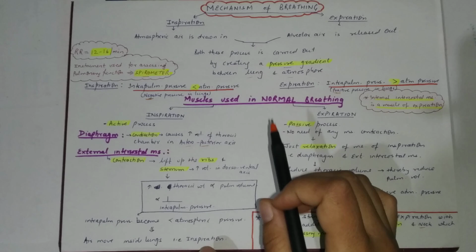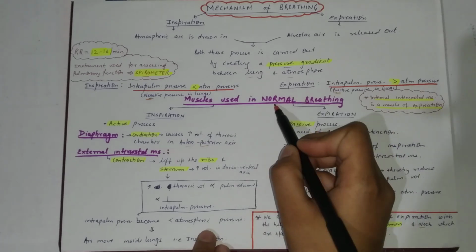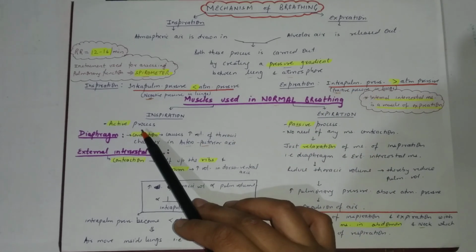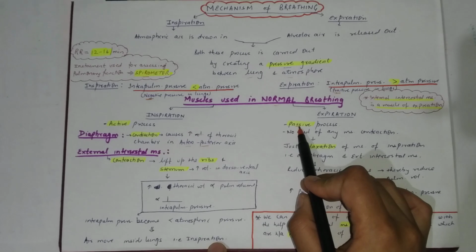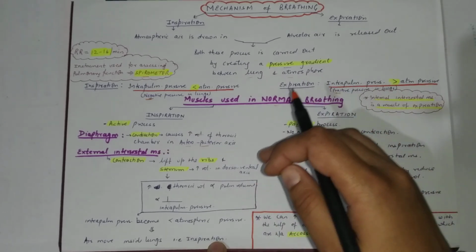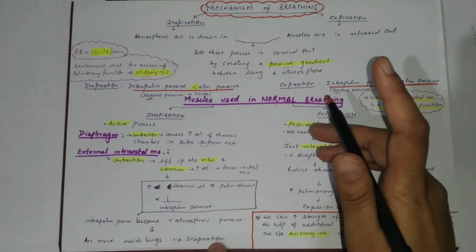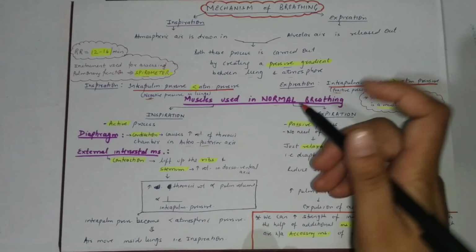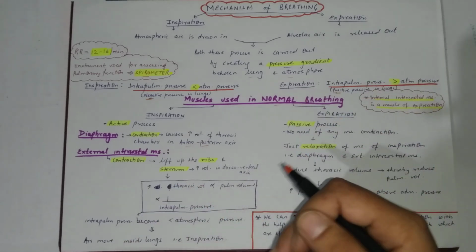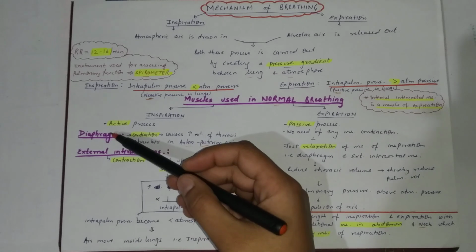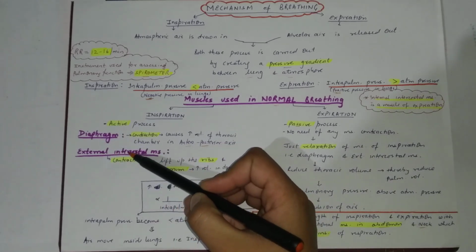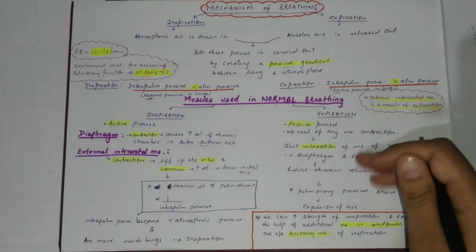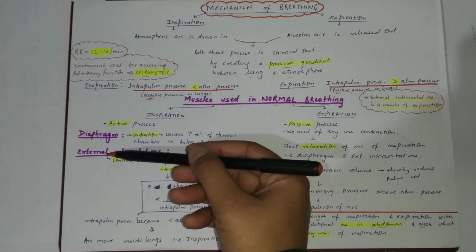Moving ahead, now we will study the muscles used in normal breathing. So let's begin. Inspiration is an active process, whereas expiration is a passive process. Now, what do we understand by the terms active and passive? Active means energy consuming, in which the body has to do something, and passive does not consume energy. So during inspiration, there occurs active contraction of the muscles of inspiration, that is the diaphragm and the external intercostal muscle. Whereas normal expiration occurs just by relaxation of the muscles of inspiration.